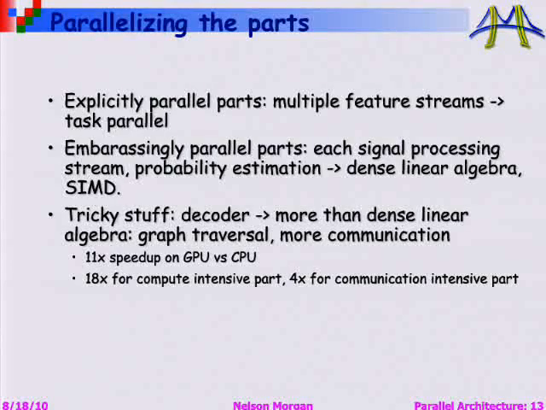The tricky stuff, as I said, is the decoder, and it's more than dense linear algebra. It's the graph traversal. And what we found was that for the compute-intensive part, we got an 18 times speedup on the NVIDIA card, and 4 times for the communication part. Overall, the number came to 11 times. So G.K. Chung was the one who was leading that effort. He's a student of Kurt Kreutzer's and did a great job.